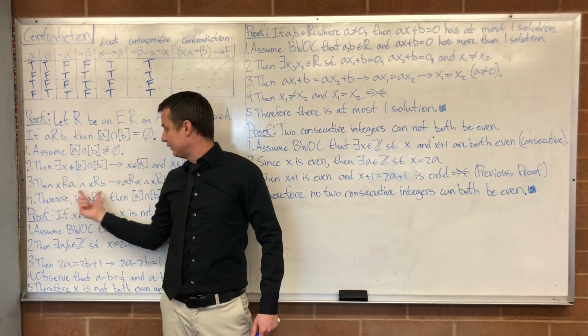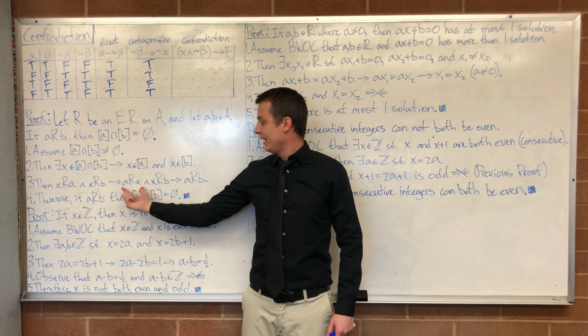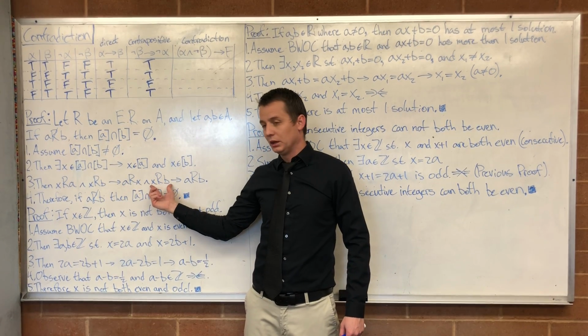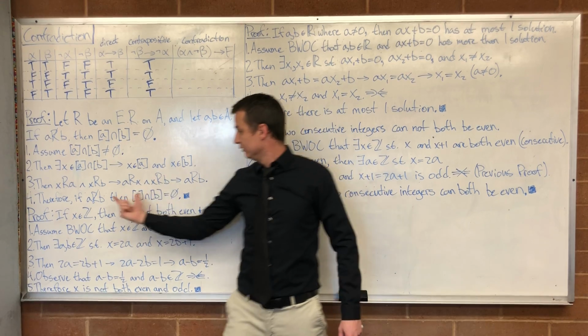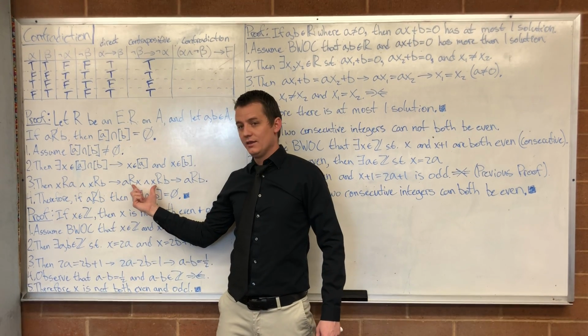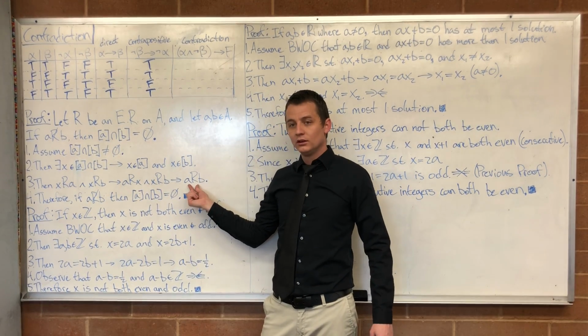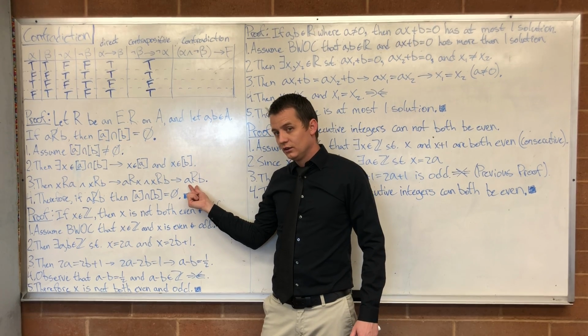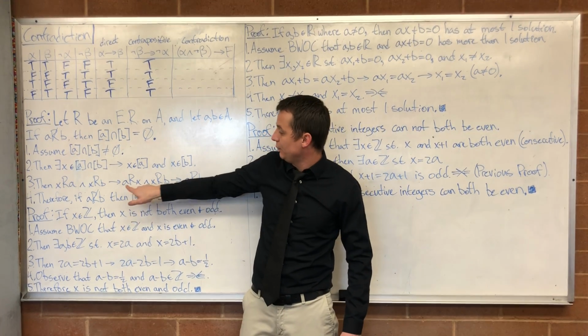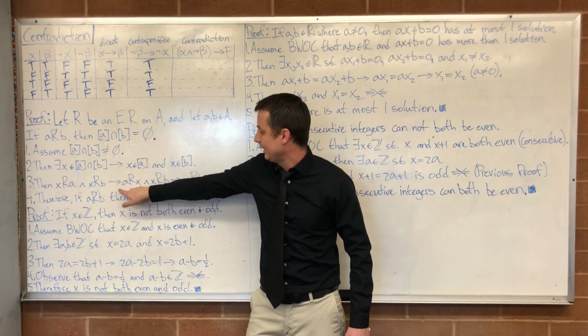So if x is related to A and x is related to B, I also know that A is related to x and x is related to B. You see how I got from here to here? And then how did I get from here to here? Transitivity. Since R is transitive, then A being related to x and x being related to B implies A is related to B.